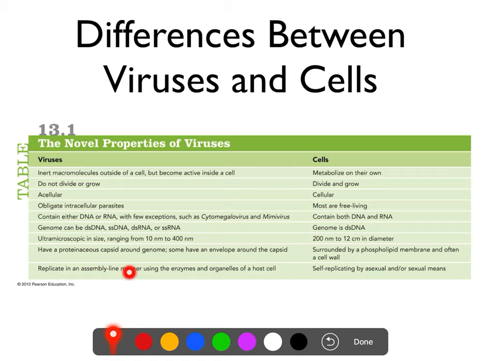Viruses are much more like an assembly line. They manufacture parts, and then those parts are put together, assembled into a virus. A cell doesn't make a set of organelles and some membrane and then assemble it piece by piece together. No, it just grows and divides. But viruses are very different.